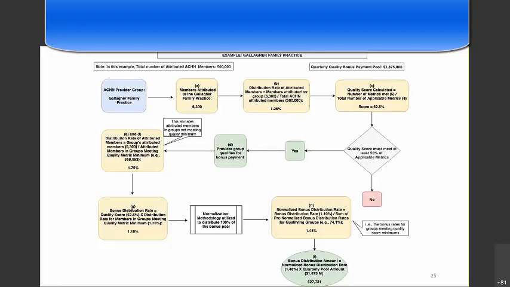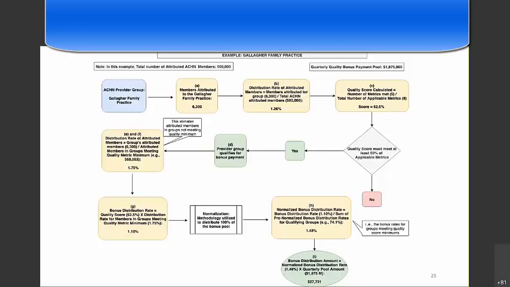We're going to walk through this flowchart process, which consists of 3 primary processes. The first process is member attribution. The second process is quality scoring, and the third process is bonus payment determination and distribution. We're going to go through each process at a time. We'll stop at the end of each process with the flowchart and go through a more detailed numerical step-by-step scenario.